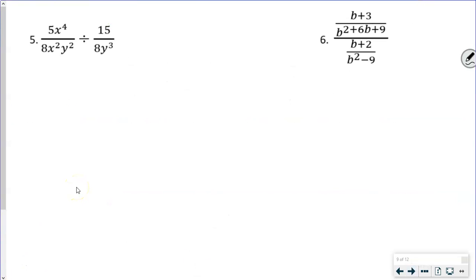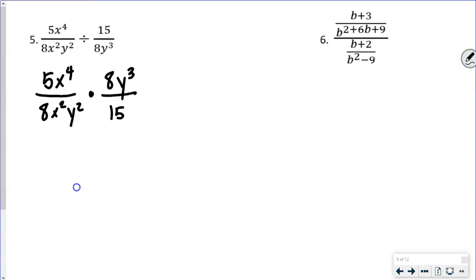So on this first one, we've got 5x to the fourth and 8x squared y squared. So we're going to change this to a multiplication sign, and then we're going to flip it. 8y to the third and then 15, okay? So we're going to deal with our coefficients again. We've got our 5 times 8, right? Let me clean that up a little bit so it looks like a 5. And then notice here we've got an 8 times 15.